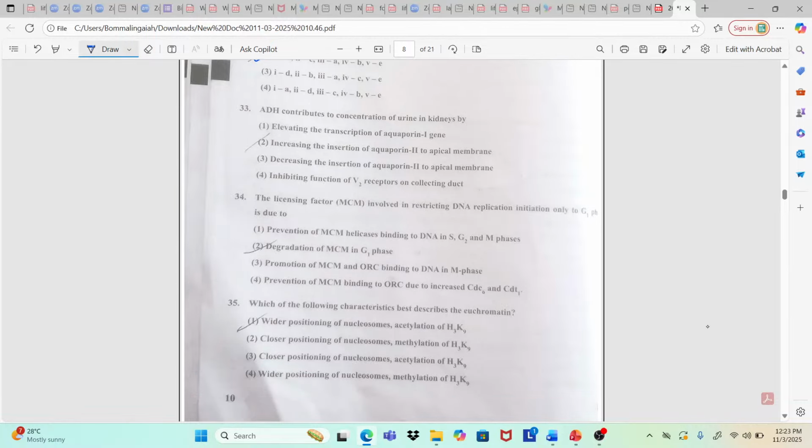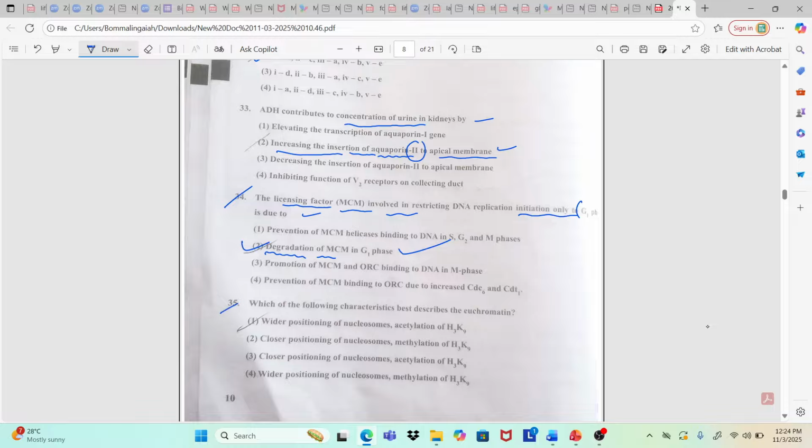ADH contributes to concentration of urine in kidneys by increasing the insertion of aquaporin 2 into the apical membrane. Correct answer, apical membrane. Okay, we move on to another question, that is question 4. The licensing factor, that means MCM, involved in restricting DNA replication initiation only to a given phase is due to degradation of MCM in G1 phase, which is the correct one.